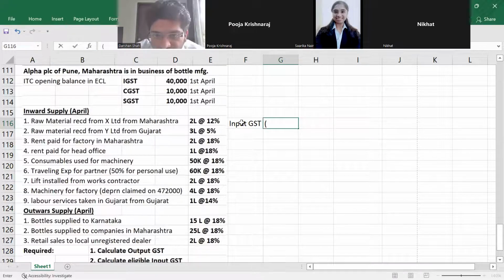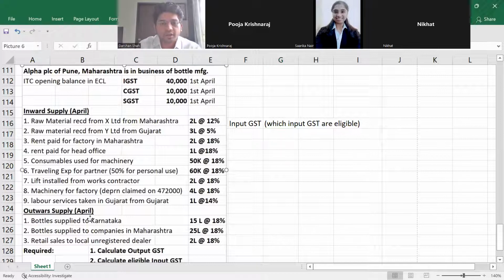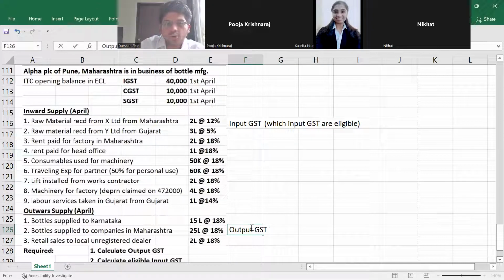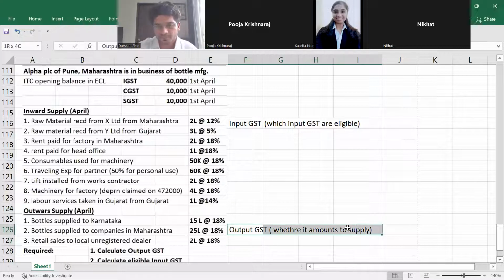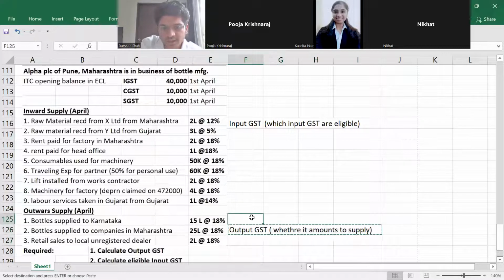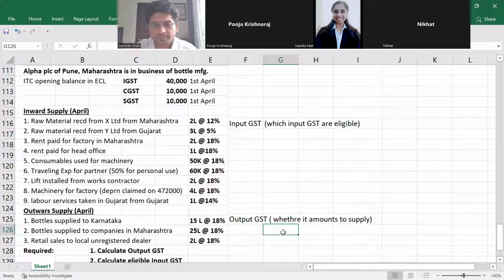But you will have to be careful. You'll have to see which input GST are eligible. And outward supply will give you output GST. You have to be careful whether it amounts to supply. If it does not amount to supply, you cannot collect GST.